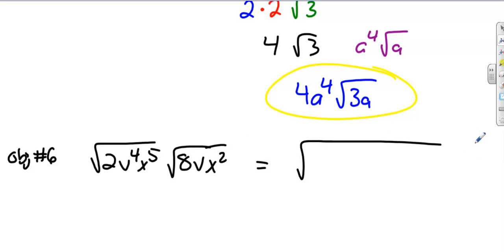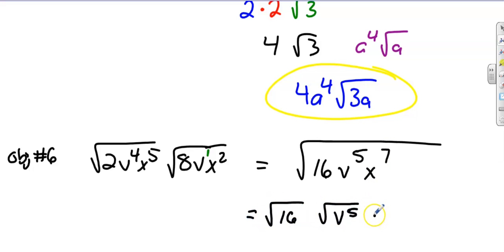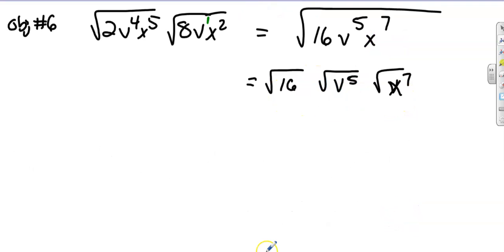Okay, and again, still go through and do the exact same thing. It's 2 times 8 for 16. Don't forget there is a 1 with that v, so it's v to the 4th plus v to the 1st. That would be v to the 5th. X to the 5th and x to the 2nd makes that x to the 7th. Okay, and then just break it up one piece at a time. Square root of 16 works out nice because that's just 4.